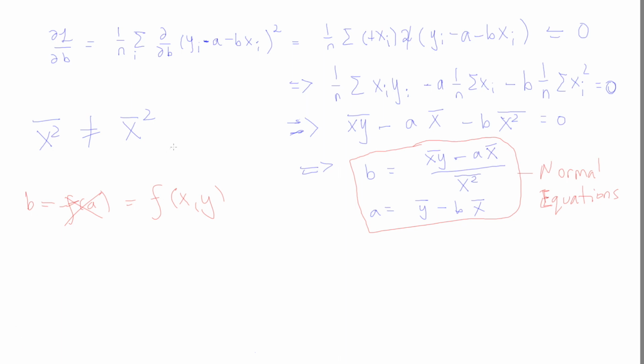Okay, so it's pretty simple. All we do is we take the a and we plug it into the b. So let me just write it here. b is equal to xy bar minus, well, a is going to be y bar minus b x bar, over x squared bar. Now this is just algebra at this point, but you can expand.